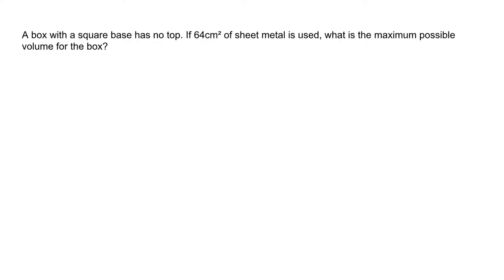Applications of differentiation. Let's take a sheet of metal which has an area of 64 centimeters squared. So how do we find the maximum possible volume for the box with a square base with no top? Hence, 64 centimeters squared is equal to x squared plus 4xh.